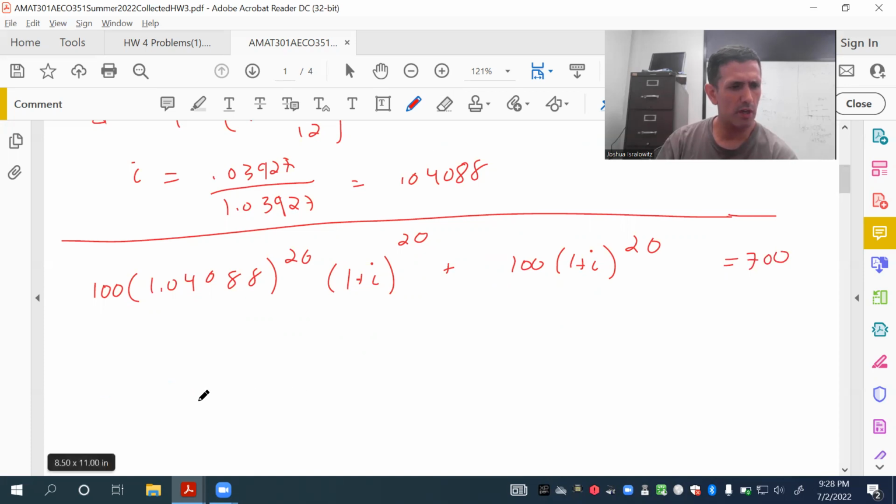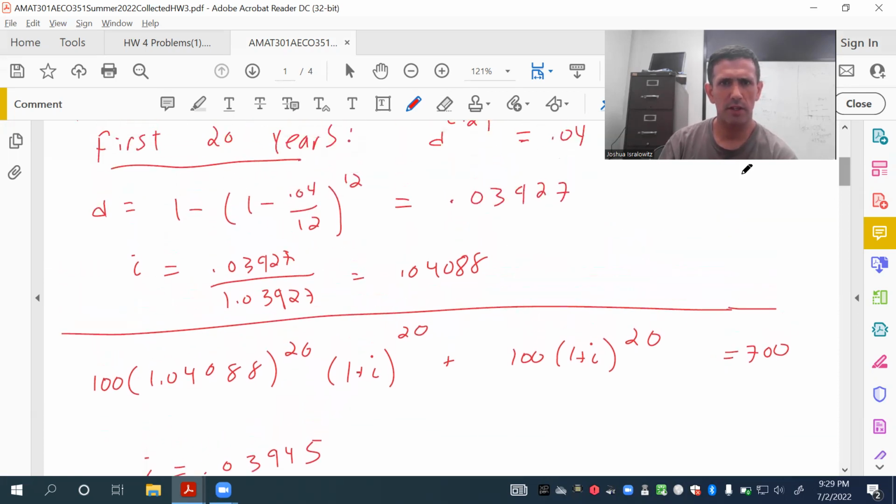So I trust you can solve for I. You do this, you get I is 0.03945. So plug into your formula. D is I over I plus 1. Sorry, actually here I screwed up a bit. So I is D over 1 minus D, so it's 1 minus 0.03927. That's 0.04088. Sorry about that.